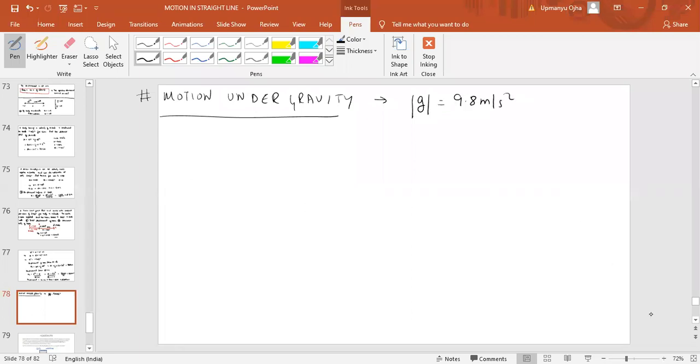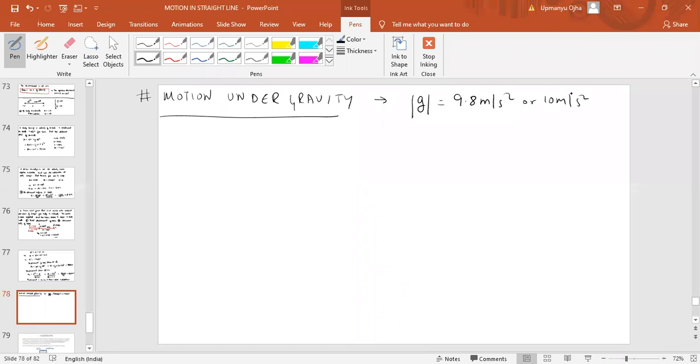Or sometimes we say 10 meter per second square. 10 meter per second square is what we say approximately, and the exact value is 9.8 meter per second square. That is the magnitude of g.